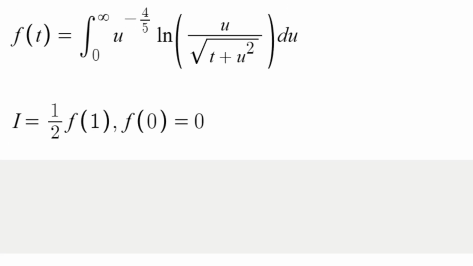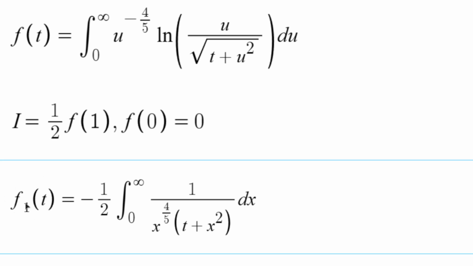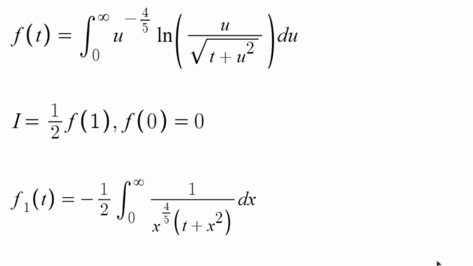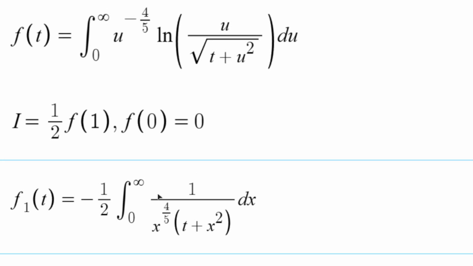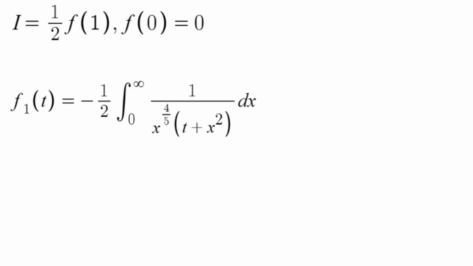All right. Next, let's take f prime of t. I misnotated f prime of t. I put f1 of t. Just know that that's f prime of t. We get f prime of t by taking the partial with respect to t of the integrand of our original f of t. And if you take the partial with respect to t of this right here, this is what you get. So our f prime of t is equal to that integral right there.